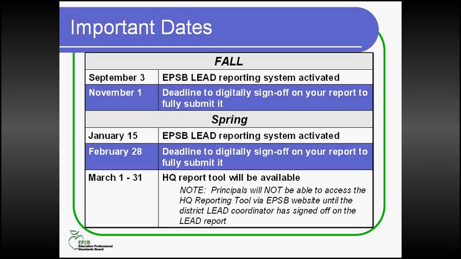And then the spring reporting period is slightly shorter. We open January 15th and close February 28th. We do not email you with errors or with all clear comments after the spring report. I will occasionally email you if I see something that needs to be cleaned up before HQ reporting happens. And then HQ reporting, which is done by your principals, happens from March 1st to March 31st. Principals cannot access HQ reporting until your LEAD report is submitted. So if you miss that February 28th deadline and sign off late, your principals are delayed on starting HQ.